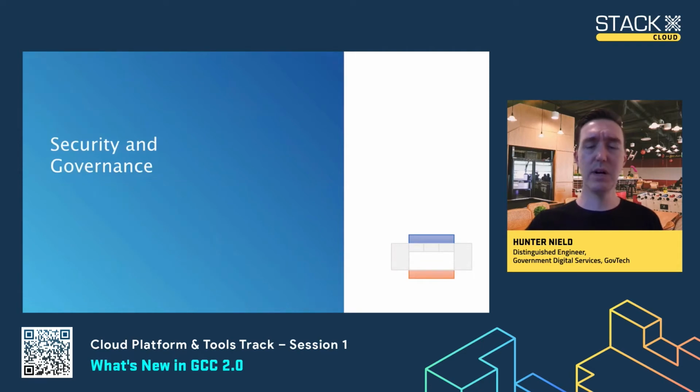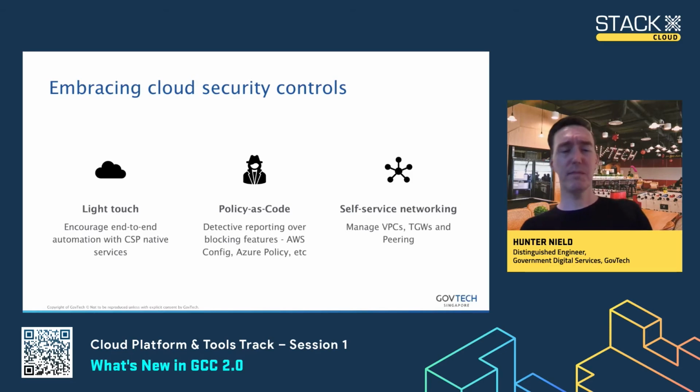Now, security is always an important part, especially in government. Going back and aligning with the sorts of visions we see, going back towards being light touch, enabling these sorts of end-to-end automation entirely in the CSPs, if chosen that way for the agencies. Policy as code, rather than blocking features, providing detective reporting to know when things aren't necessarily in compliance or doing things in the right manner. And these sorts of things are enabled by AWS Config, Azure Policy, and these things can be scaled out from one agency across the whole of government using the landing zone. And finally, these sorts of self-service networking, which becomes a really key piece, especially around the automation of VPCs, of transit gateways and peering.